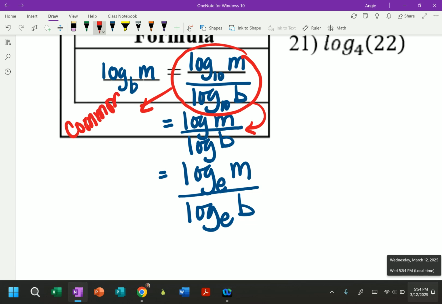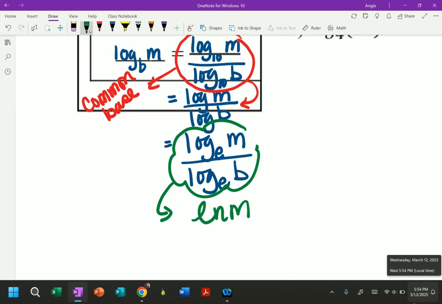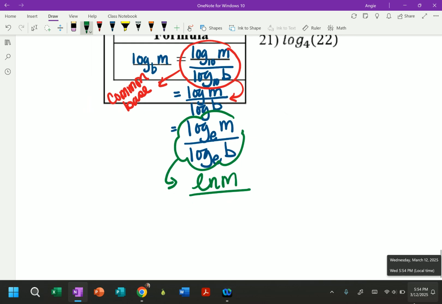Base 10 is called a common base, meaning that you will not see it written, just like the square root, right? You're not going to see an index of 2. Now, next is log base e of m. Log base e of any number is immediately rewritten as the natural log of m divided by the natural log of b, just like that, okay?